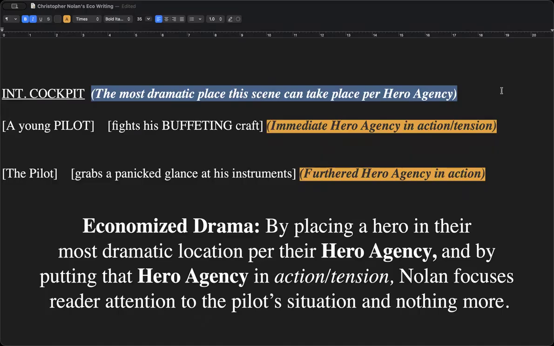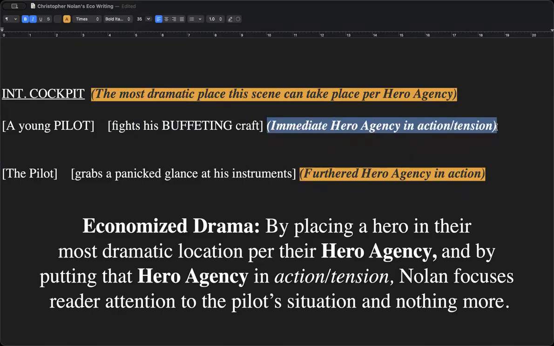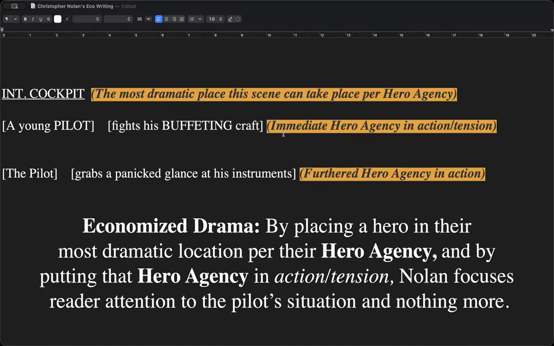And he does it by way of being a pilot. He pilots these crafts. He pilots the spacecraft, right? Right now, he's piloting a jet. So we're going right into his agency. So we have the hero agency. First, a young pilot fights his buffeting craft. So we have immediate hero agency in action tension. Action tension is fighting his buffeting craft. Hero agency is a young pilot.